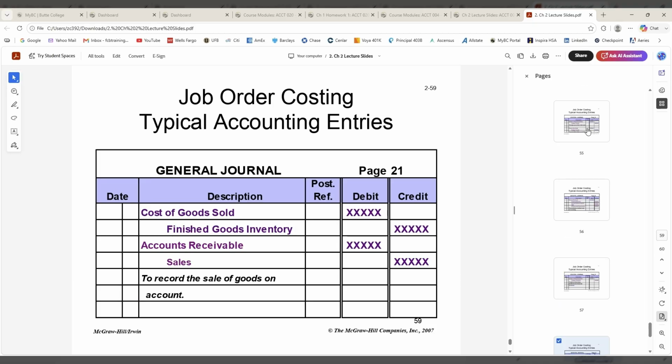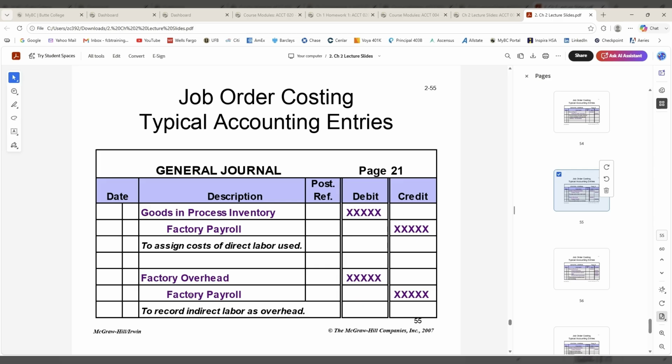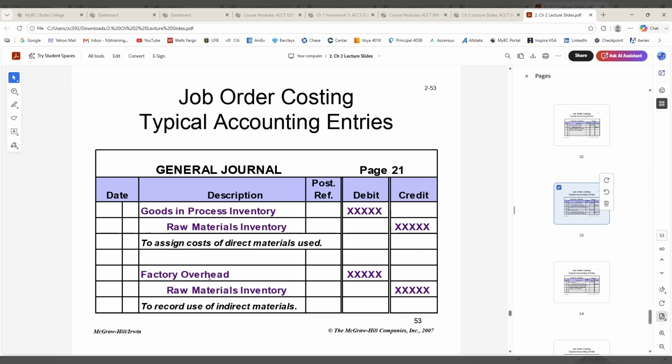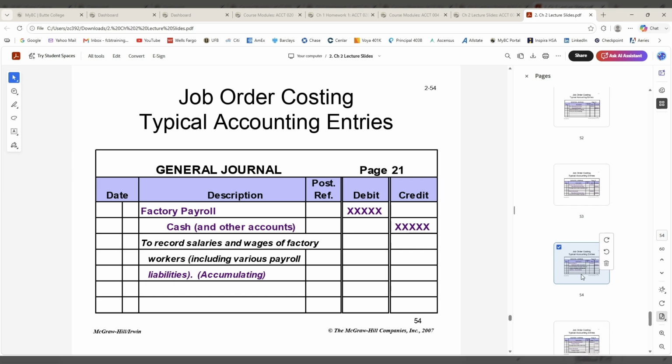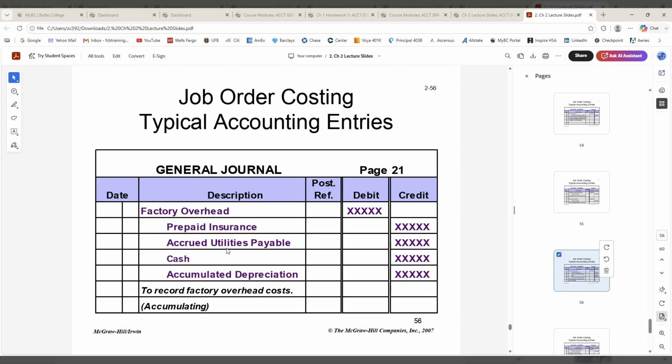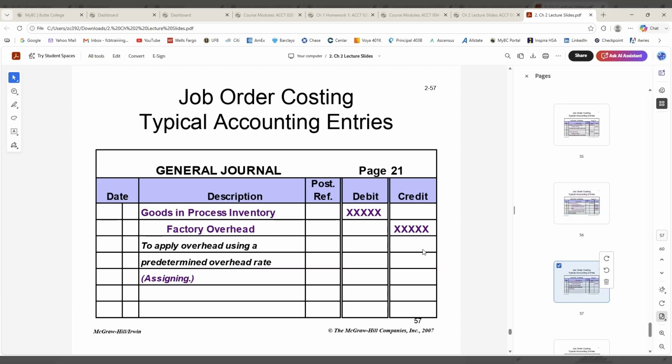That's finished goods. Where's our overhead? Okay, well, we've got debit factory overhead, credit factory payroll for indirect labor. That's part of overhead. We've got debit factory overhead, credit raw materials inventory. That's part of the raw materials piece. And then when we want to move all these costs to the work in process, we are going to debit WIP and credit factory overhead.